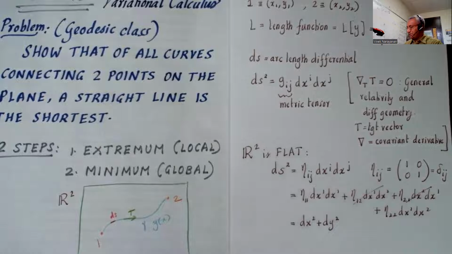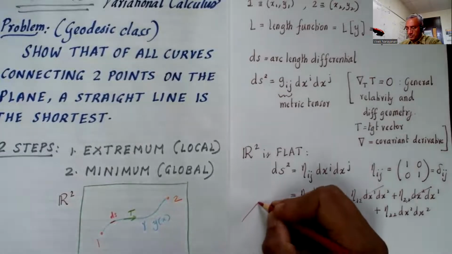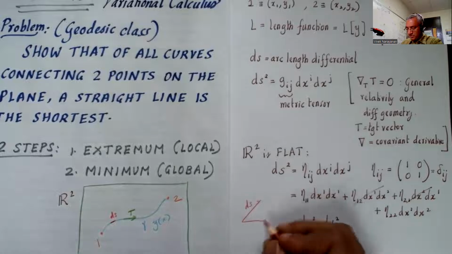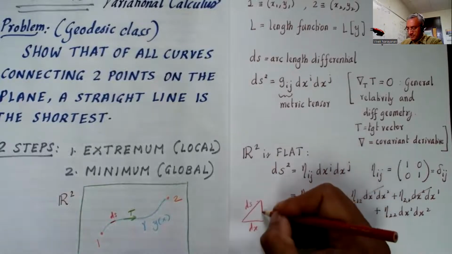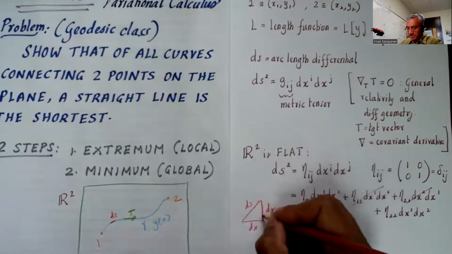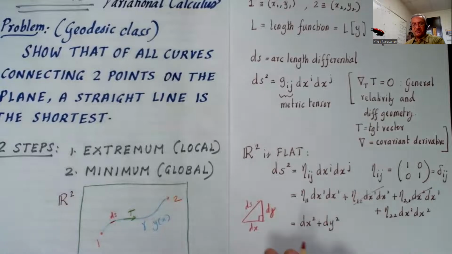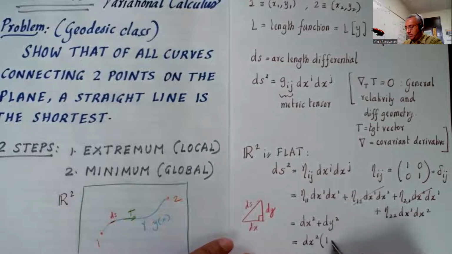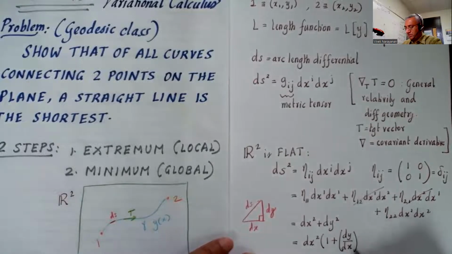If you have a two-dimensional situation, then the arc length ds looks like that. That's dx, and that's dy. And you have the infinitesimal version of the Pythagorean theorem, ds squared equals dx squared plus dy squared. Not too difficult to simply guess. This is sometimes written as follows. We write this as dx squared times 1 plus dy over dx, the whole thing squared.